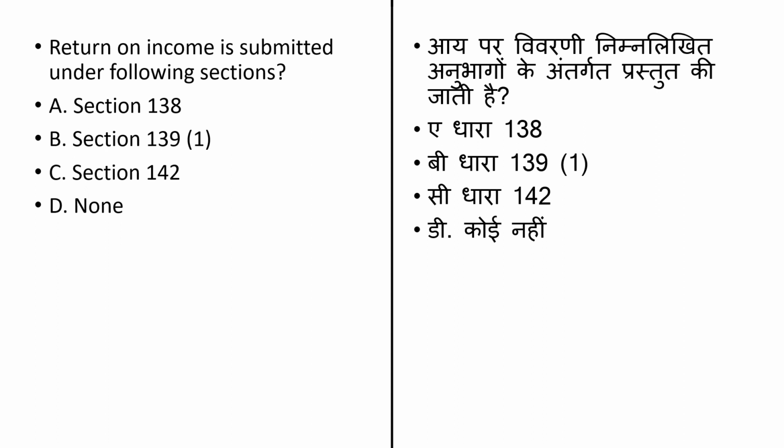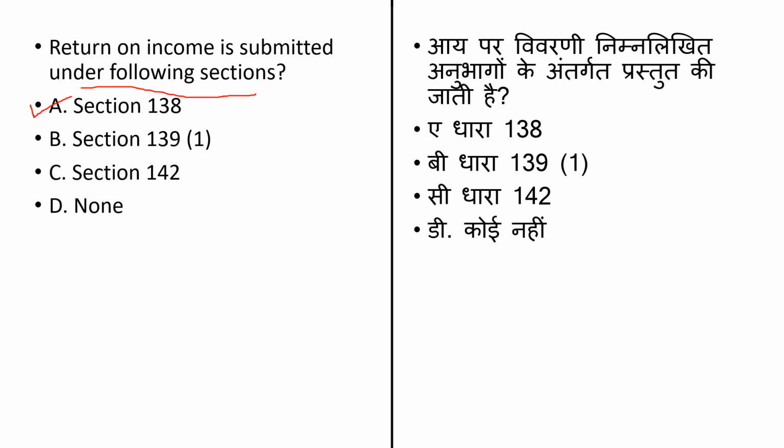The return of income is submitted under which of the following sections? Okay. So here they are asking, when the person or assessee is making the return of income, under which section is he submitting it? For this, the options given are, first, section 138. Section 138 of the Income Tax Act 1961 deals with the mechanism for disclosure of information in respect of the assessee under the Act.